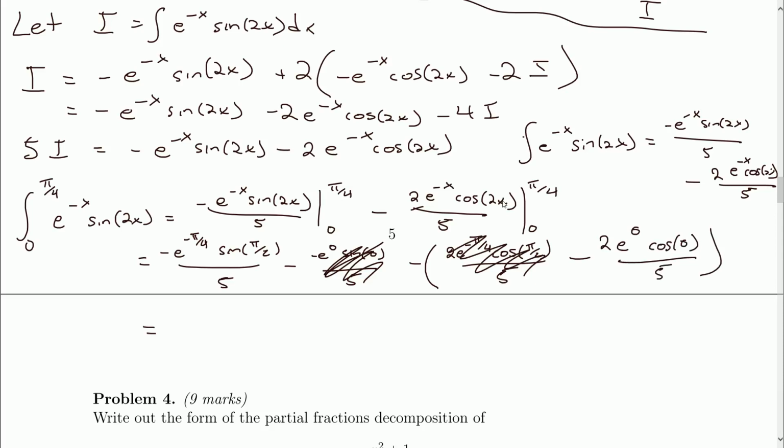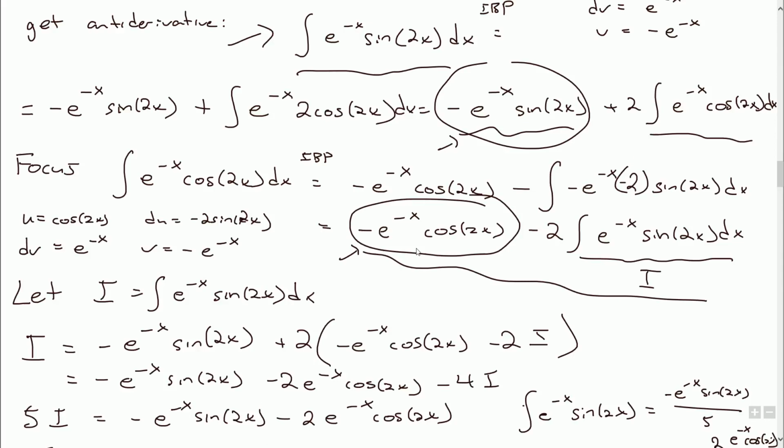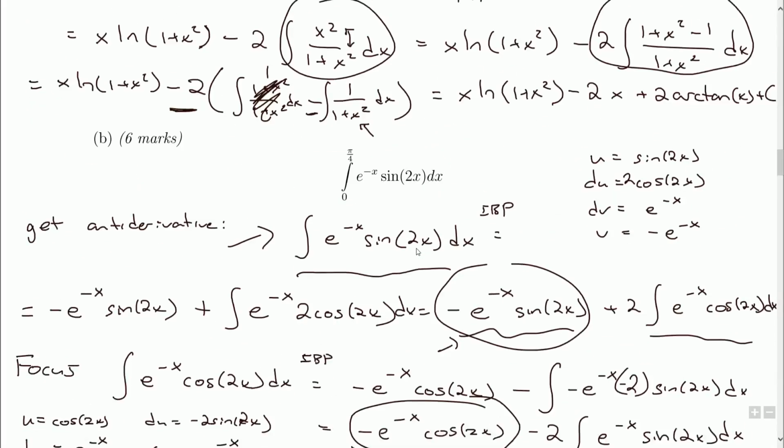And so just going over to the next page, minus e to the minus pi by 4 times sine of pi by 2, which is 1, over 5. Minus 2, both of these are 1, so minus 2 over 5. I would say minus e to the minus pi by 4 minus 2, all over 5. Okay. So there we go, and that's my answer for this particular question.